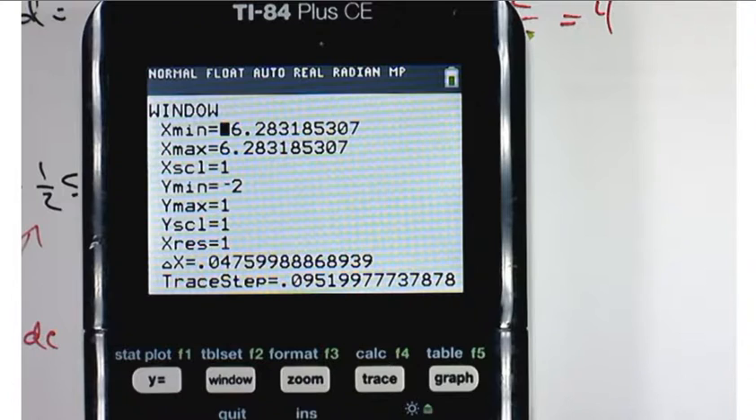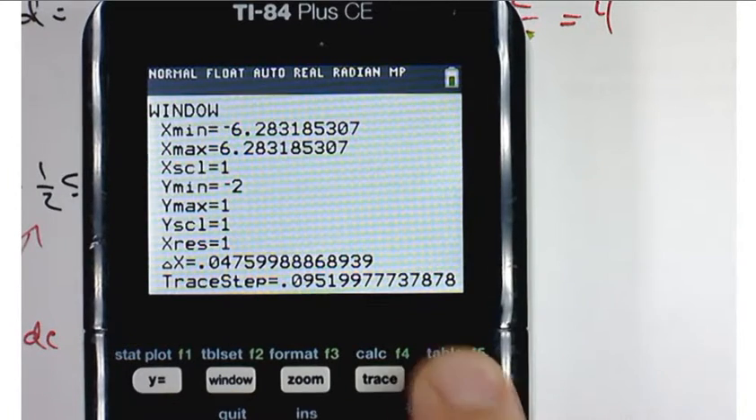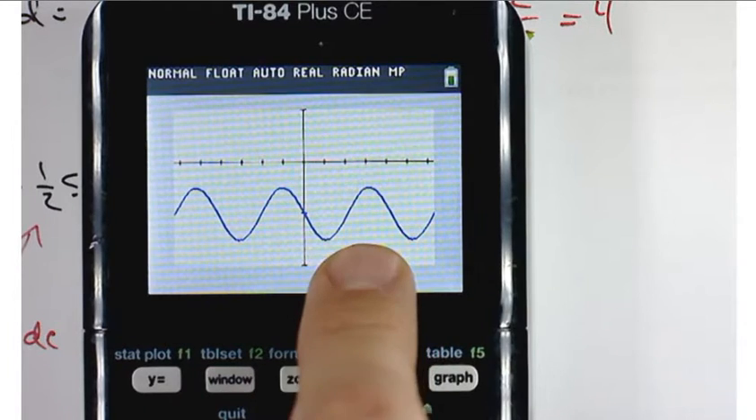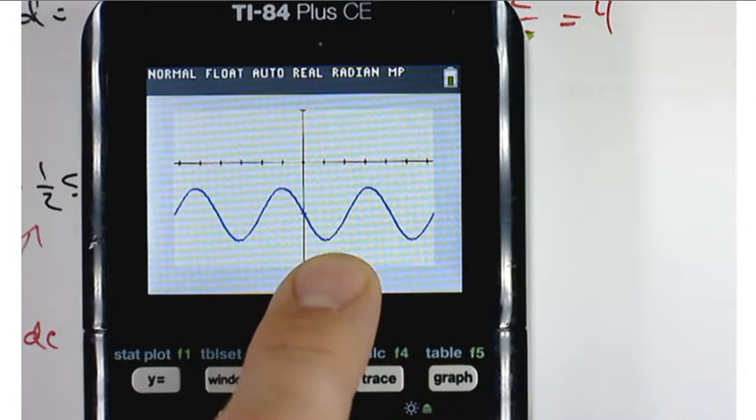There's your window again. Sure. Let's go back to the graph. So what's the lowest that it's going to get to?